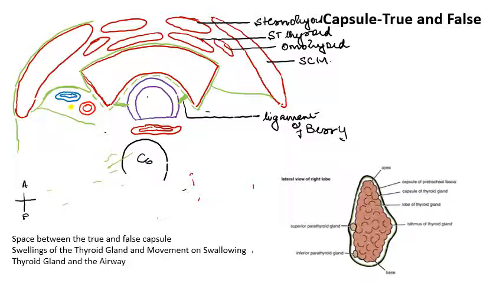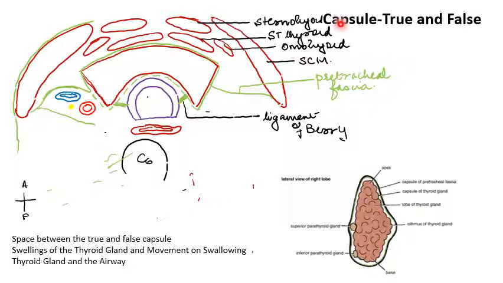Okay, and the fascia which we've drawn is the pretracheal fascia. The slip of the pretracheal fascia which is coming in. So the thyroid gland is wrapped by this layer of fascia, the investing layer, by this layer of deep cervical fascia, which is the pretracheal fascia.